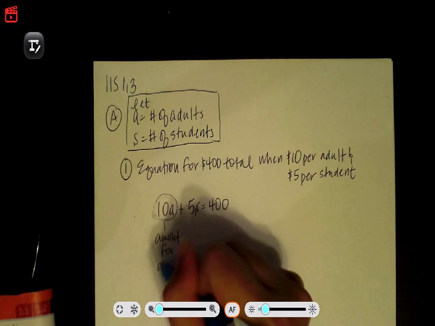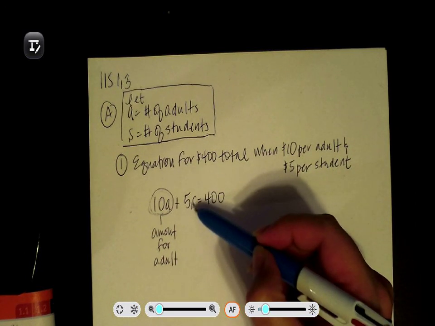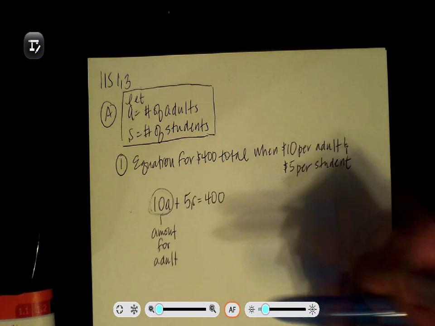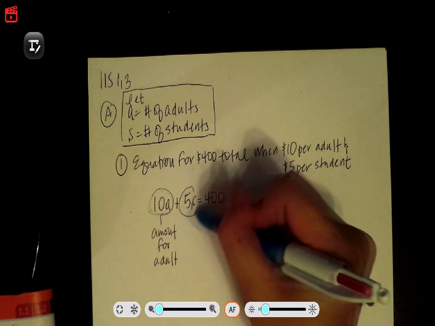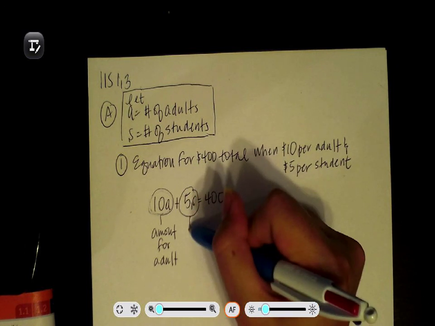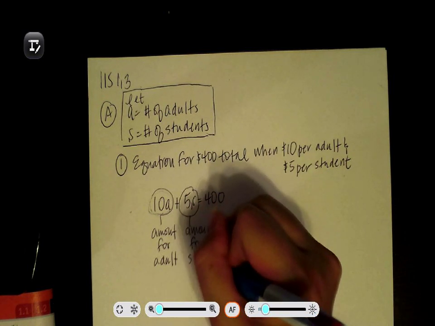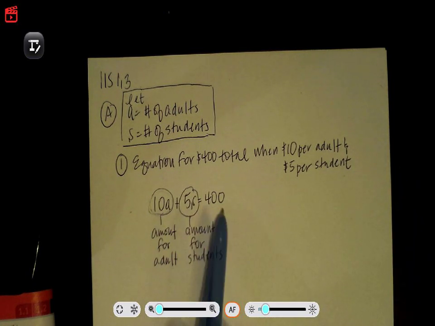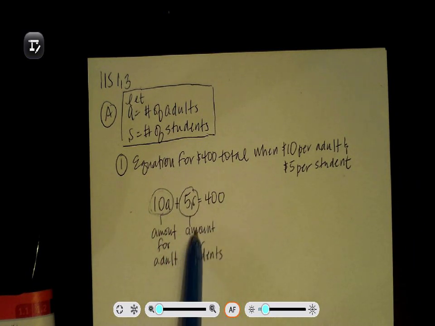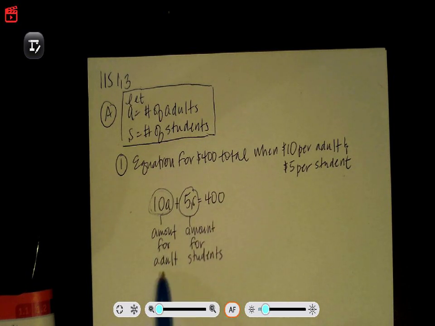for adult. And same exact idea, if I multiply S by 5, say that you have 10 students, 10 times 5, so $50 would be how much you spent on the students. So this is going to result in amount for students, right? The reason we're making an equation like that is because to make $400 total for membership, if you add the amount for the adults and the amount for students all together, you're going to get $400.